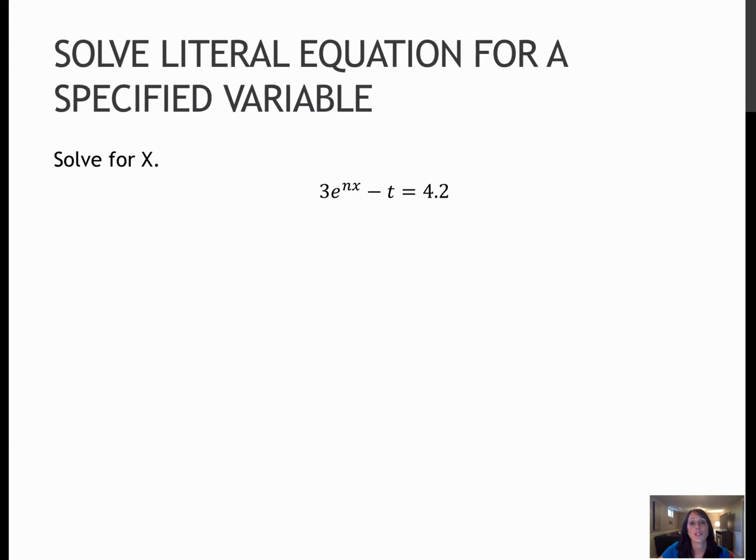Here's another question where again I'm trying to isolate x. Again, I've got a lot of variables happening here, but it doesn't matter. I'm not trying to solve to find any of the values of those variables. I'm just trying to get x by itself. So I will start by adding t to each side. I've got this 3 that I don't need to have with the e, so now I'm going to divide by 3 on each side.